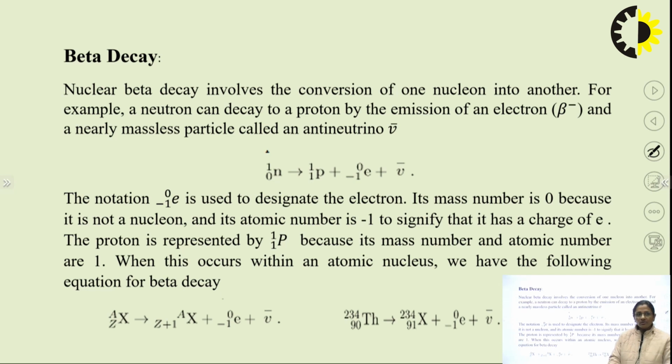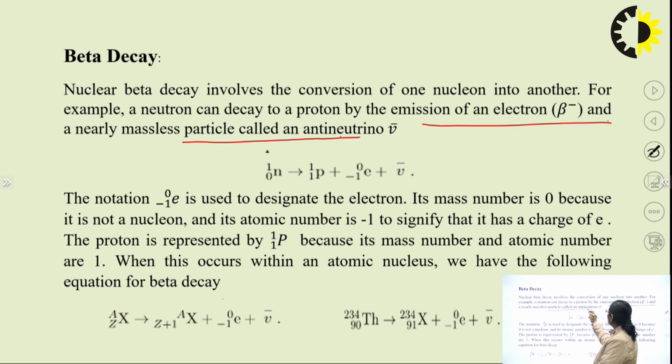Beta decay. Nuclear beta decay involves the conversion of one nucleus into another. For example, a neutron can decay to a proton by emission of an electron, and a nearly massless particle called an anti-neutrino, represented by ν, right? So, nuclear beta decay actually involves the conversion of one nucleus into another one. For example, neutron decay to a proton. This is shown over here.